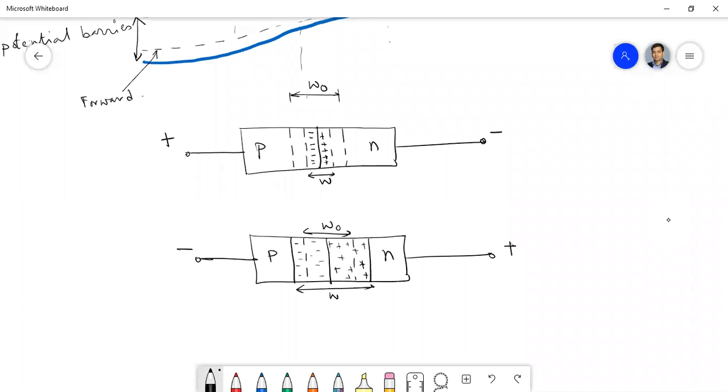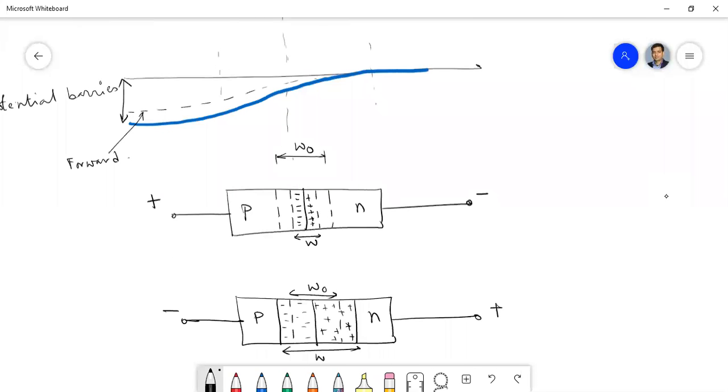Okay, so that is the change, and also there will be a change in the height of the potential barrier, because as you can see the width has increased, so the potential difference between these two will increase, and it will increase the potential barrier height. So that is due to the reverse bias. Okay, so that is what is meant by forward bias and reverse bias.